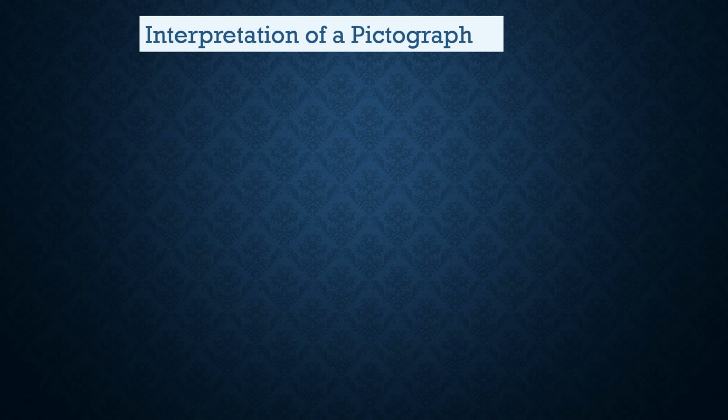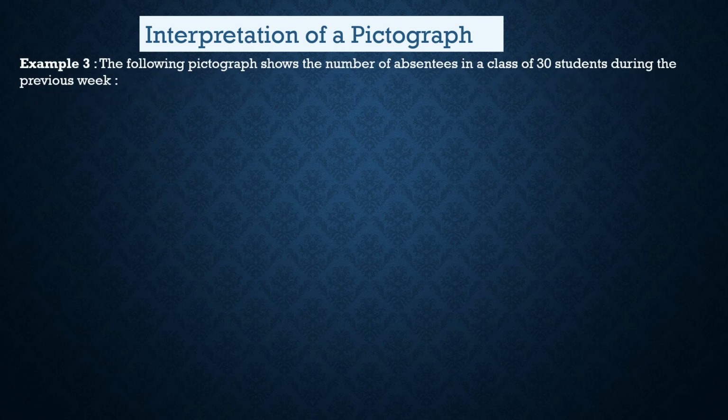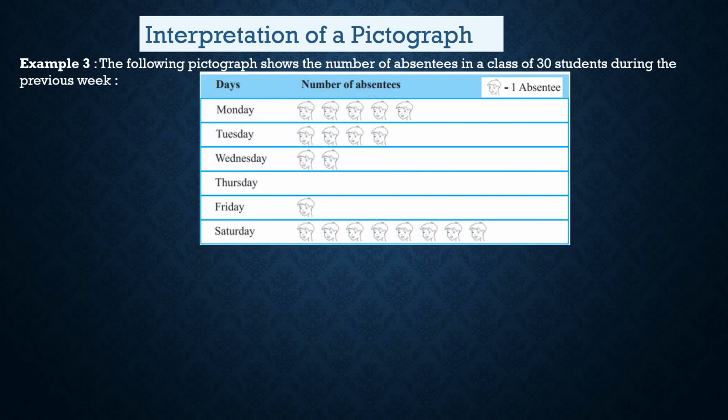Interpretation of a pictograph. Let us discuss how to read a pictograph. For example, the following pictograph shows the number of absentees in a class of 30 students during the previous week. On Monday, 5 faces are shown here. Therefore, on Monday, 5 students were absent. Tuesday, 4 students were absent. Wednesday, 2. Thursday, no one. Friday, 1 student was absent. Saturday, 8 students were absent.